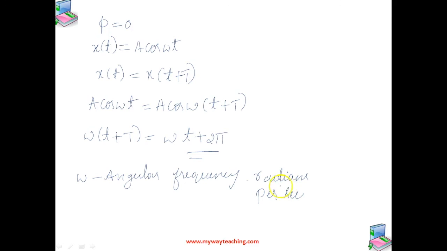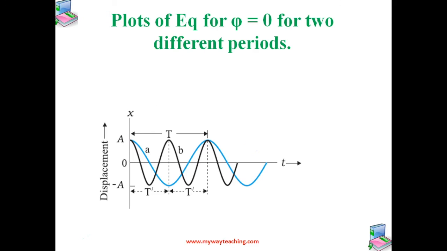And the frequency of oscillation is simply 1 by T. Omega is 2 pi times the frequency of oscillation. See, again you can see in this figure there are two simple harmonic motions. They have the same amplitude as well as phase constant phi but different angular frequency. See, curve B has half the period and twice the frequency of curve A. This one is curve B and this sky blue is curve A.